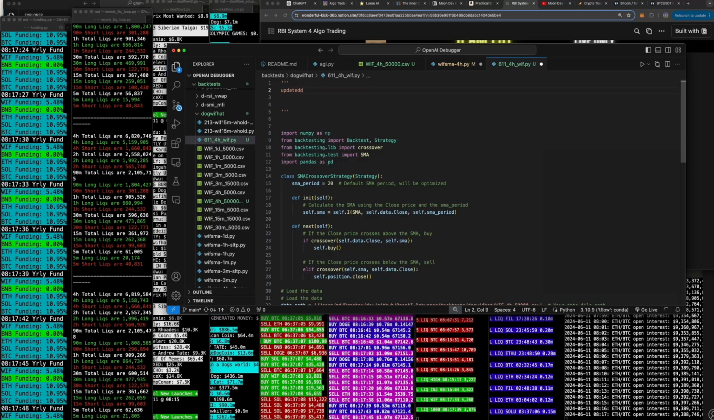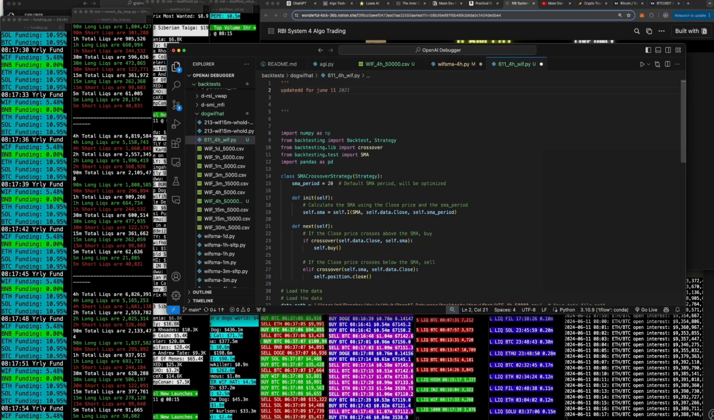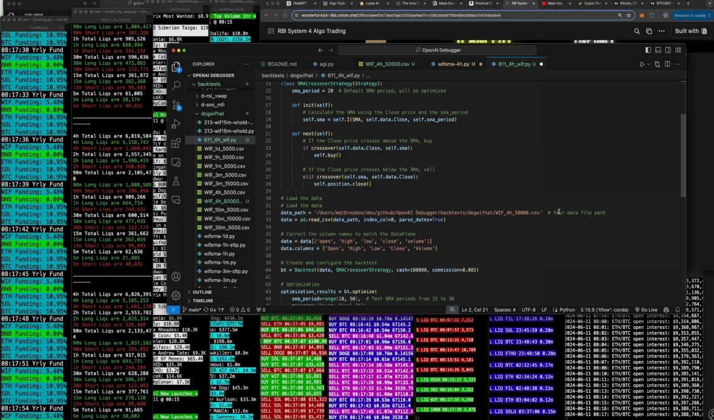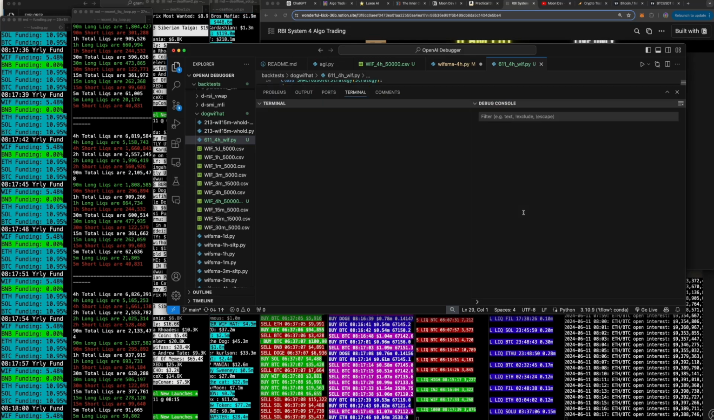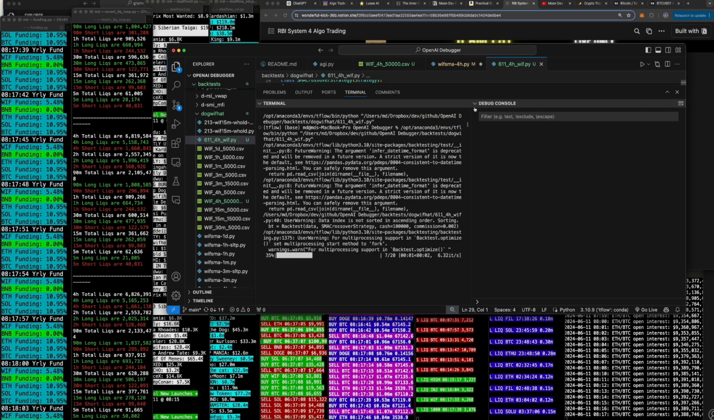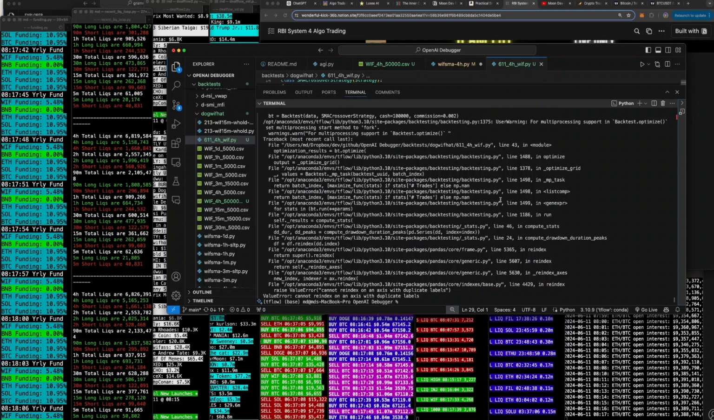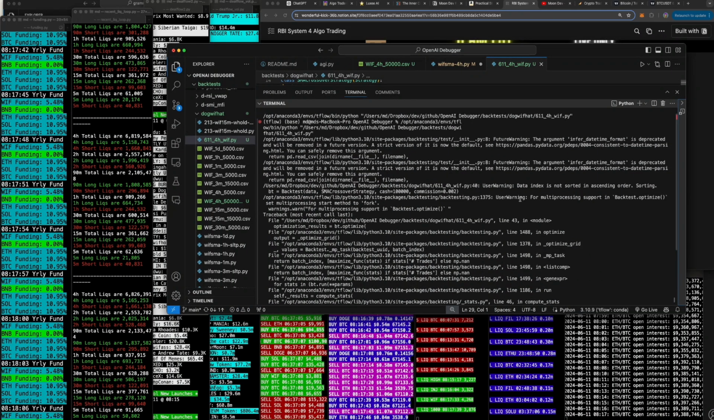Updated for June 11th. Okay, and let's put that path in here. Did I do that already? I think I did. Yep. Okay, let's run it and see if we can get it going. Probably going to be an error, but oh, here's optimization. Look at that. Cool. This doesn't matter. Yeah, it does.